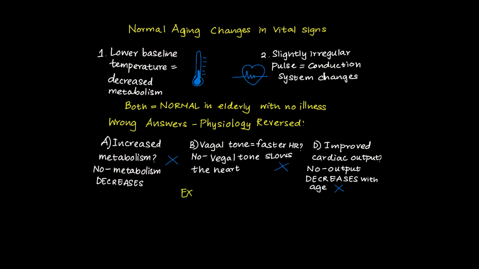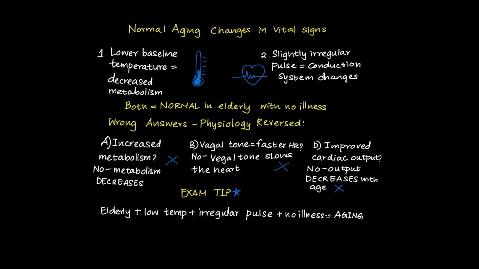Here's a WGU D443 OA exam tip for you. When a question gives you an elderly patient with lower temperature and slightly irregular pulse but no acute illness, think normal aging changes. Quick recall hook: old and cold with an irregular fold. Aging slows metabolism and conduction both.